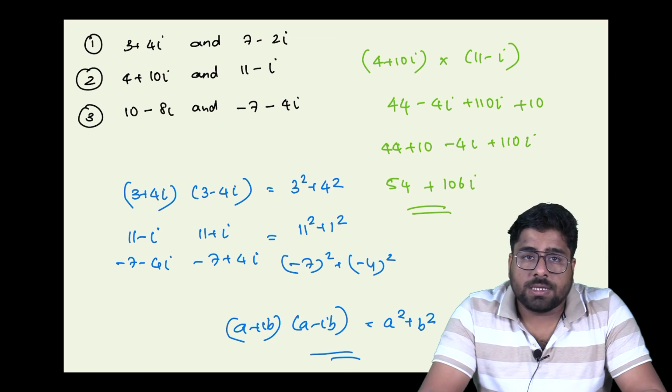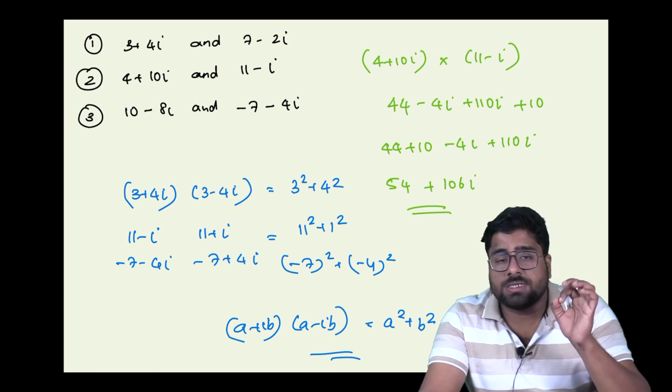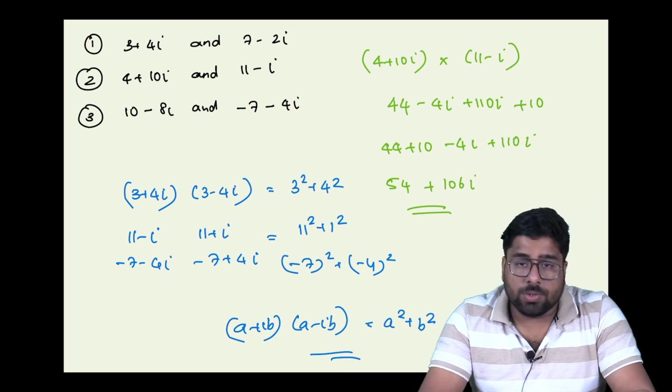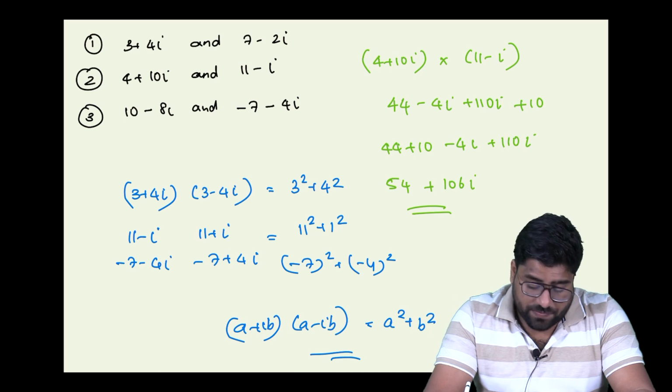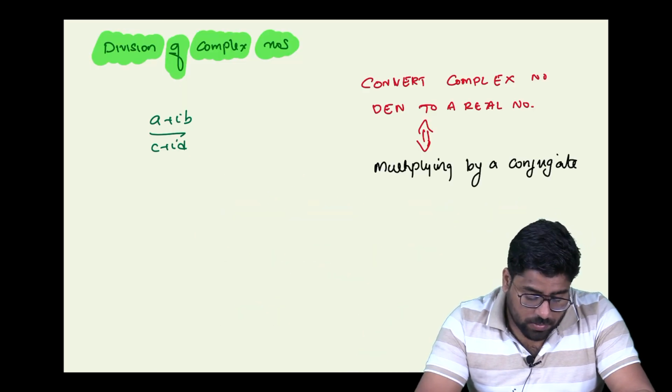It is going to be minus 7 the whole square plus minus 4 the whole square. This is how you basically do the problem. This is how you basically try to do the concept of complex numbers, right? Multiplication by a conjugate.